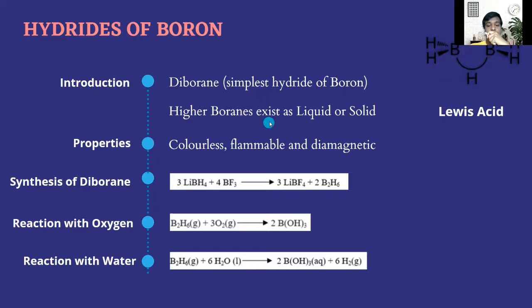Meanwhile, higher boranes, such as borane with at least 5 boron atoms, exist in the form of liquid. Meanwhile, boranes with at least 10 boron atoms exist in the form of solid. And the common properties of these boranes are they are colorless, flammable, and diamagnetic.